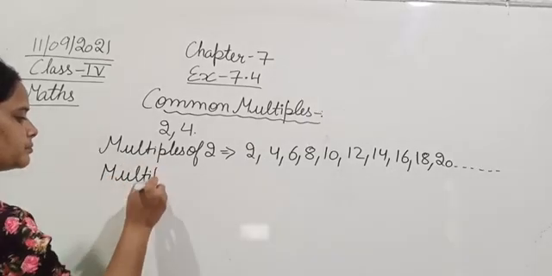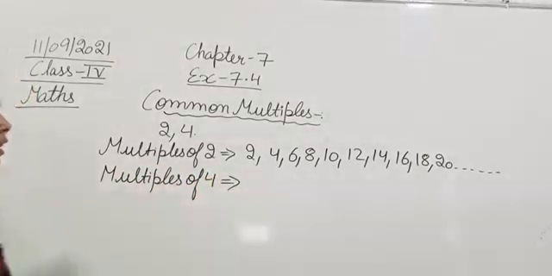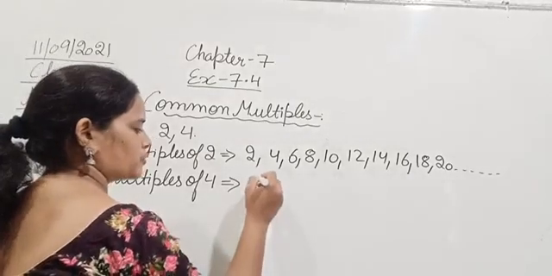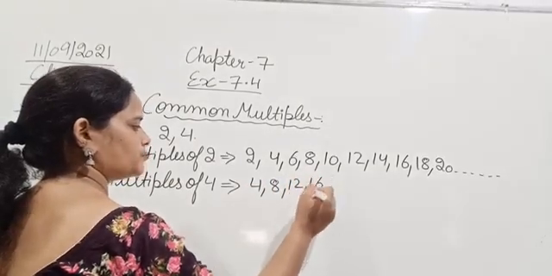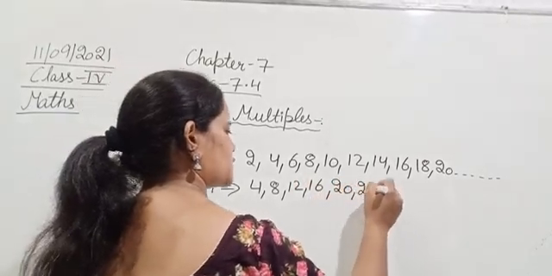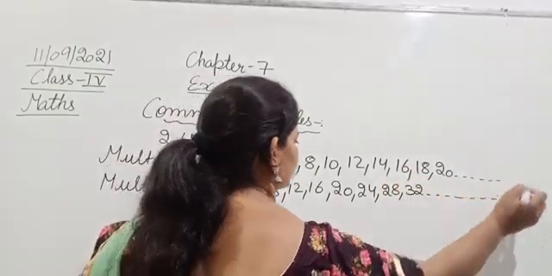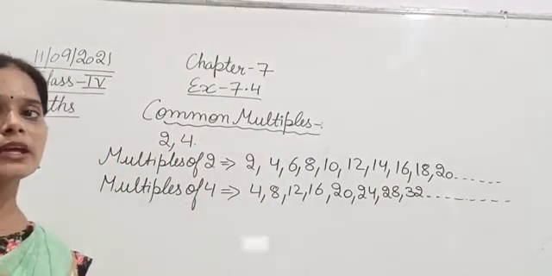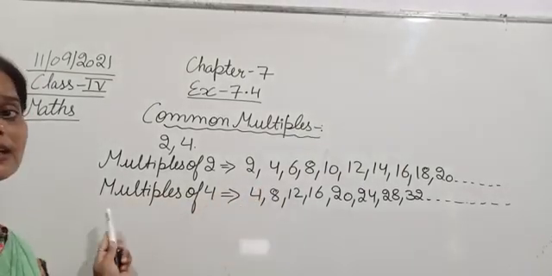Next number is multiples of 4. Now we have to find the multiples of 4. So 4 के multiples that will be 4 ones are 4, 4 twos are 8, 4 threes are 12, 4 fours are 16, 4 fives are 20, 4 sixes are 24, 4 sevens are 28, 4 eights are 32 and so on. Okay, इसके बाद that means dash dash dash means continuity कि और आगे बढ़ते जाएंगे उतने ही बढ़ते जाएंगे.